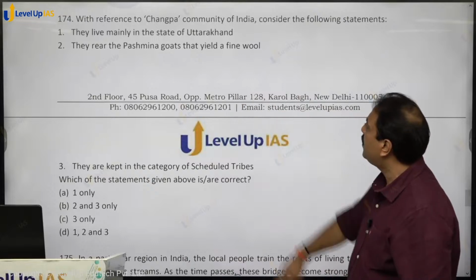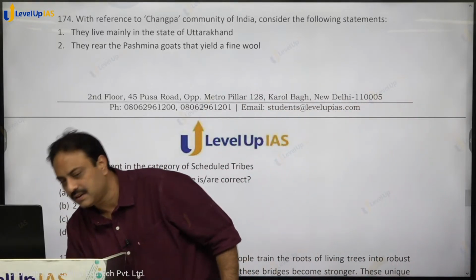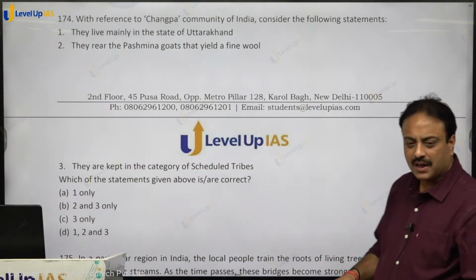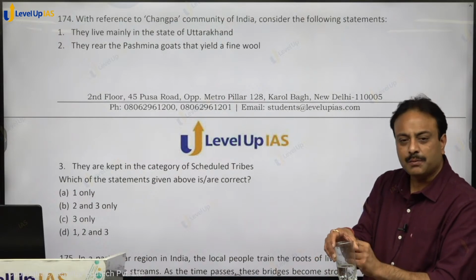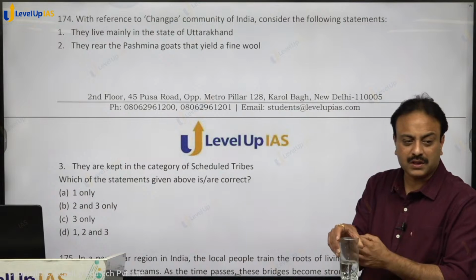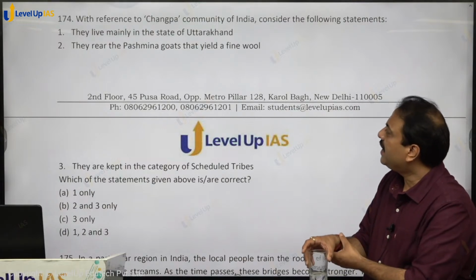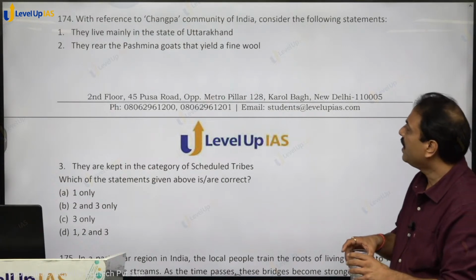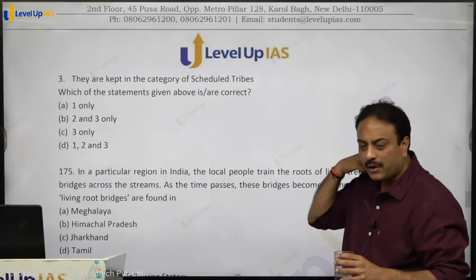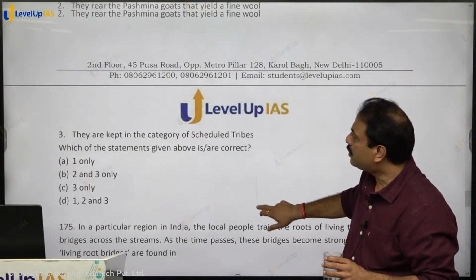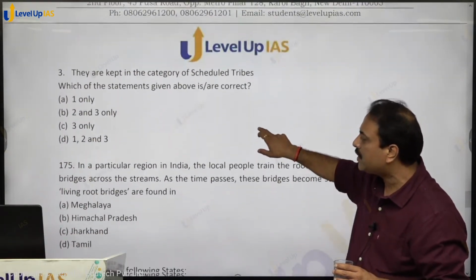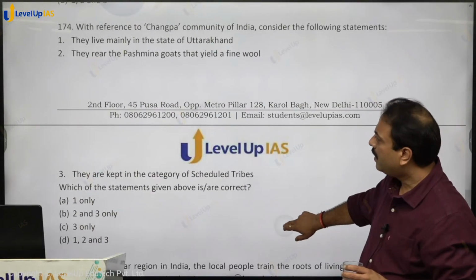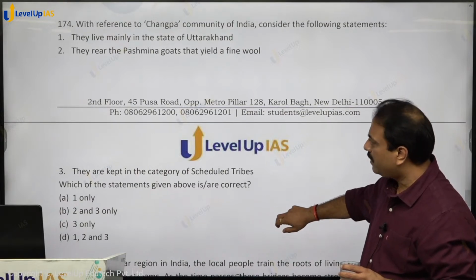With reference to Changpa community of India, consider the following statements. Changpa. They live mainly in the state of Uttarakhand, Ladakh, Jammu Kashmir में भी है थोड़े बहुत, तिब्बत में भी है थोड़े से, right? They rear Pashmina goats that yield fine wool. Pashmina, one of the costliest wool. It is correct. They are kept in the category of scheduled tribes. They are in the ST category. So 2 is correct, 3 is correct, 1 is wrong. So 2 and 3 only. Option B, B for boy, should be the right answer. It is a direct question. Pashmina is a type of wool, very costly.